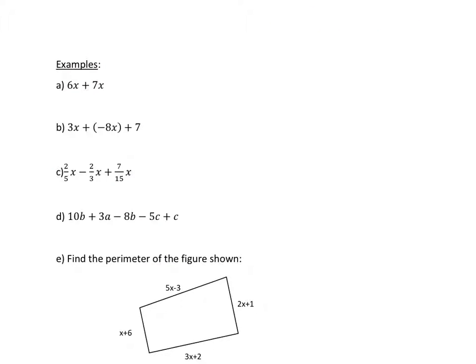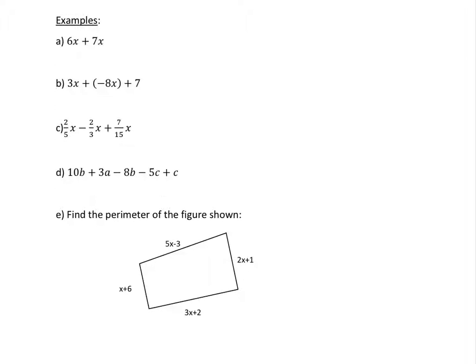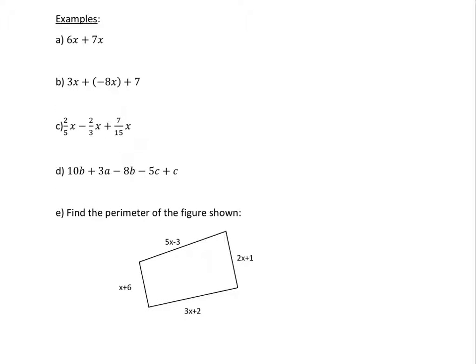And let's look at the page to see some examples. So in this first example, I have 6x plus 7x. The terms are like terms, so I can just combine them, and I combine them by just adding or subtracting the coefficients, and the variable part will stay the same. So if I have 6x plus 7x, that gives me 13x. And that is the simplified version of part A.